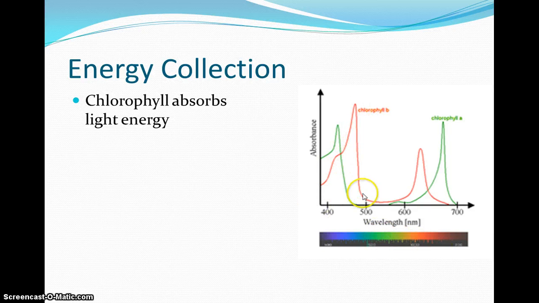Chlorophyll B absorbs the blue. Chlorophyll A absorbs the red. Right here, these wavelengths do not get absorbed. We have a little spike in the orange-red, but not too much from the chlorophyll B.